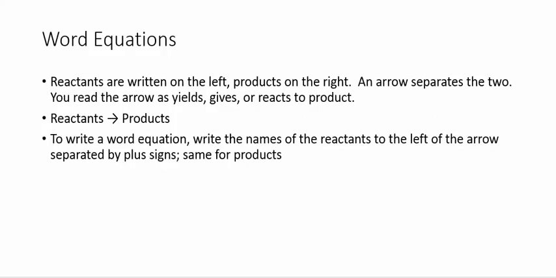Describing chemical reactions. When we write an equation, reactants are written on the left of the arrow, products are on the right, and the arrow means yields, gives, or forms product.